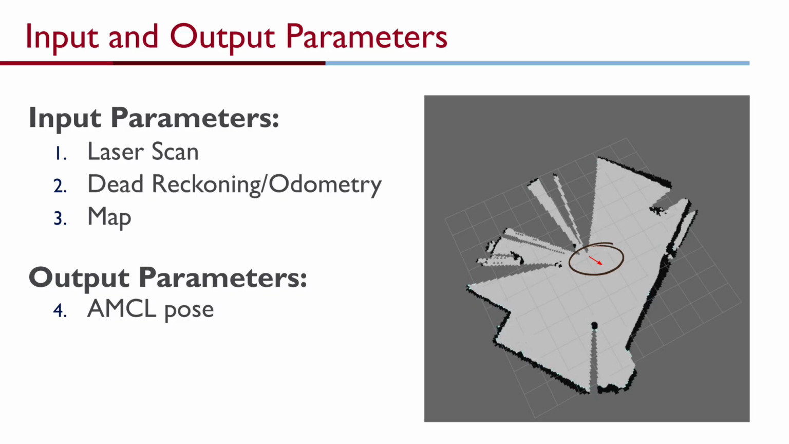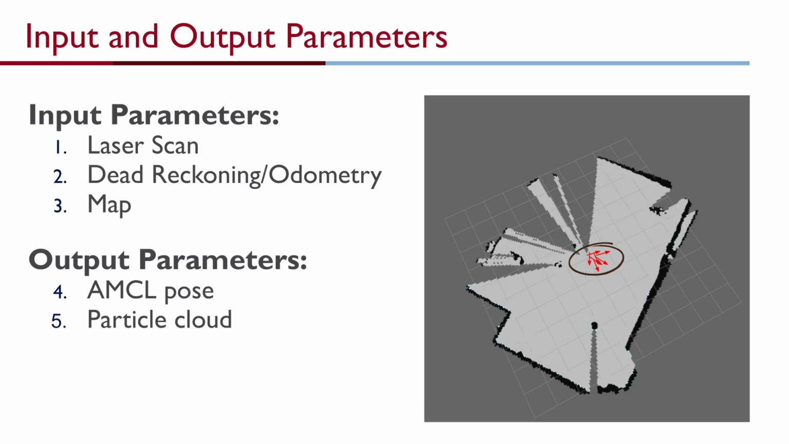From these inputs, AMCL produces its first important output, the corrected pose of the robot. This pose compensates for the drift that naturally occurs in odometry and aligns the robot's estimated position much more accurately with the map. In addition to the corrected pose, AMCL can also output the particle cloud. This cloud visualizes all the sample particles that the filter uses internally. It's extremely useful for debugging and for understanding how well the filter is converging.